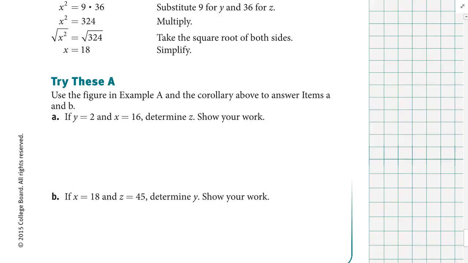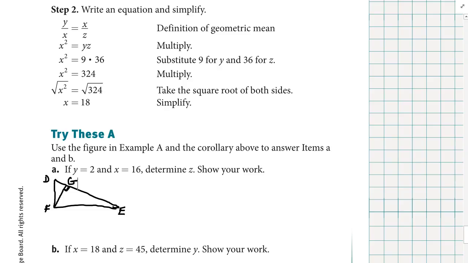Next, let's try these problems. It says use that same figure from example A and the corollaries to answer these questions. First thing I'm going to do is redraw that triangle down here in this space so that we can work with it. Here it is. We're told that y is 2 and x is 16 and asked to find z. So let's label those. Now to do this question, let's think about what information we know, where the segments are that we know that information.